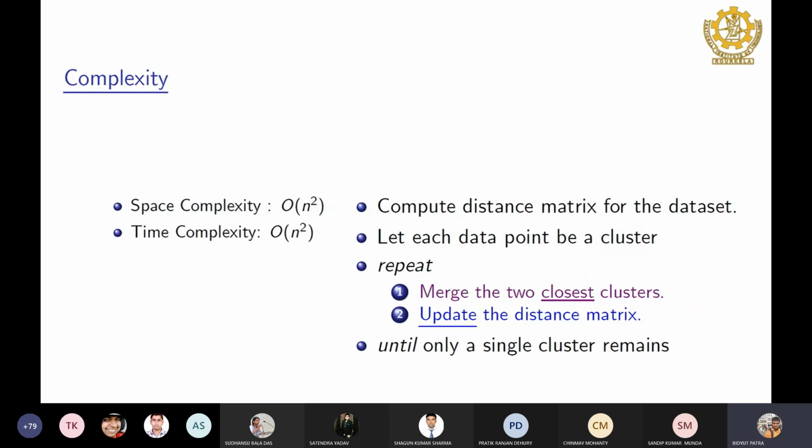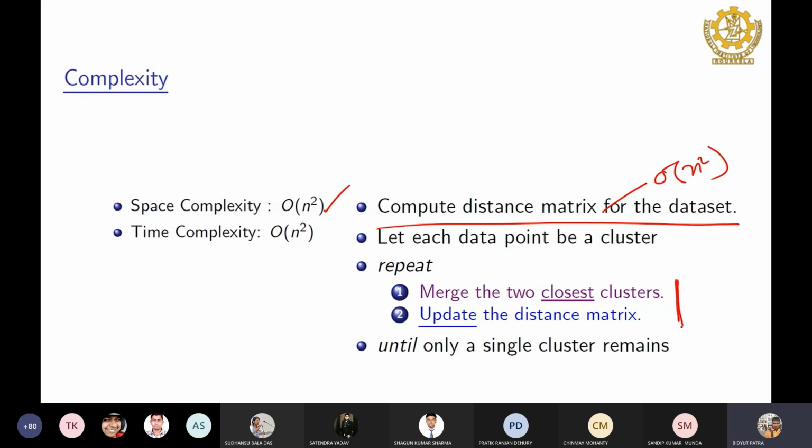Now we'll talk about the complexity. What will be the complexity for the agglomerative approach? What is the first step? Compute the distance matrix for the data set, from one point to every other point. So complexity will be order of n square. Forget the space complexity for now. Time complexity is order of n square. And space complexity also will be order of n square, because you have to keep them in the matrix.